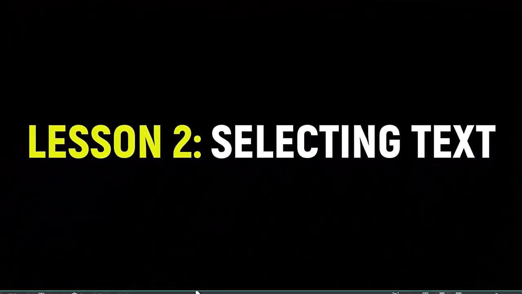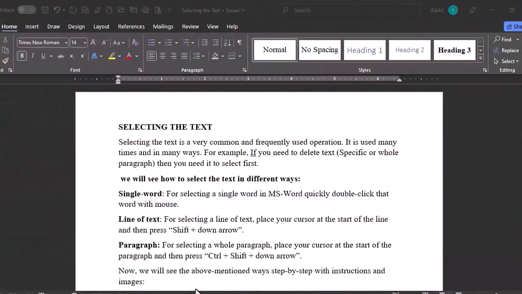Alright, now let us look at how to select text. The main reason why we select text: one, let's say you want to delete that text, you have to select it. Or when you want to align your text, or change the font size, the font type, or add italics, bold, or underline to your text, all you have to do first is to select the text.